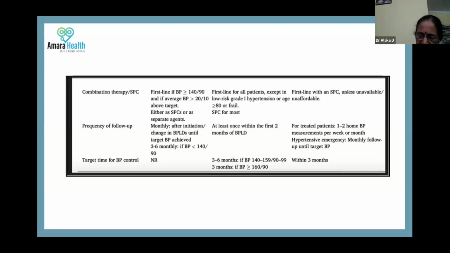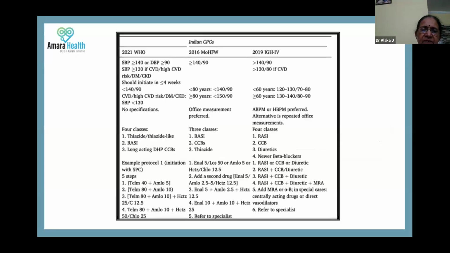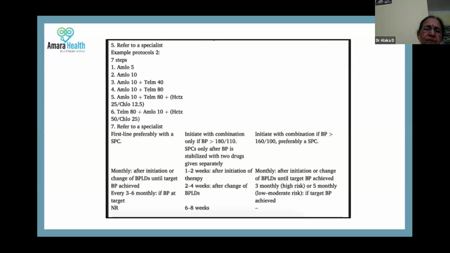So similarly, timelines also, these guidelines are given. Now these are Indian Clinical Practice Group guidelines. Okay, now under this, there are WHO guidelines, there are Ministry of Health and Family Welfare guidelines, and there is this IGH group. Now in spite of doing all this, when the patient's BP is not coming under control, it is better that you refer the patient to a specialist.